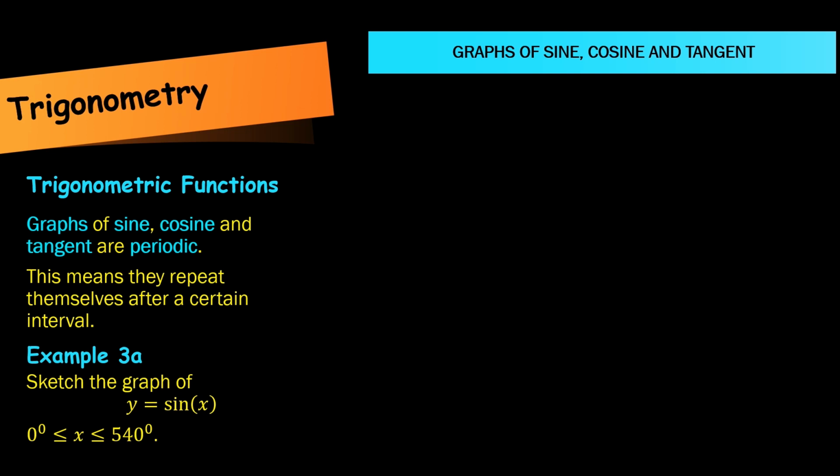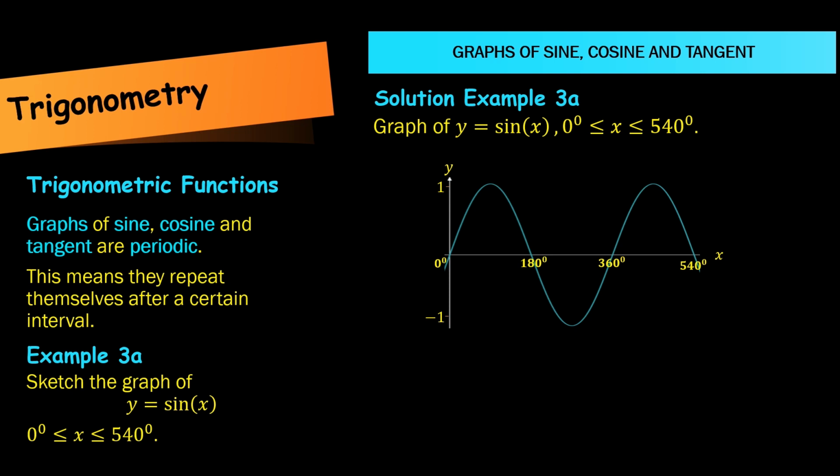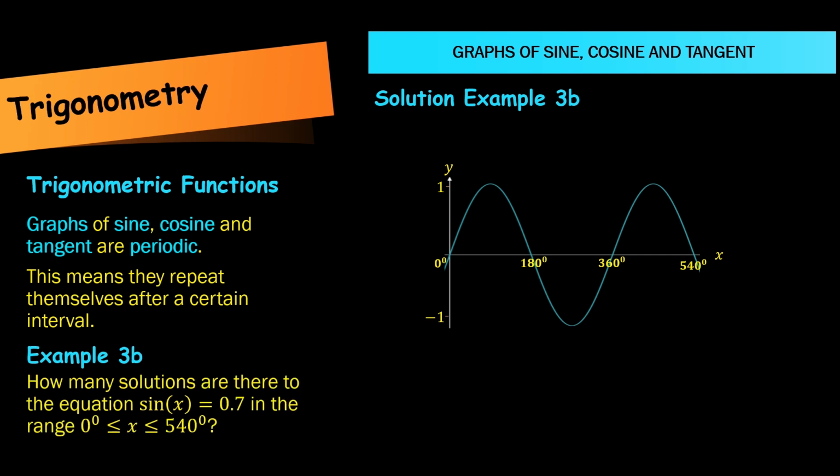Let's take a look at part A first. We are required to sketch the graph of y equals sine x in the interval x greater than or equal to 0 and less than or equal to 540 degrees. So let's solve this. The graph will look something like the one you can see on your screen now. In part B, we are required to find how many solutions there are to the equation sine x equals 0.7 in the range x between 0 and 540 degrees.